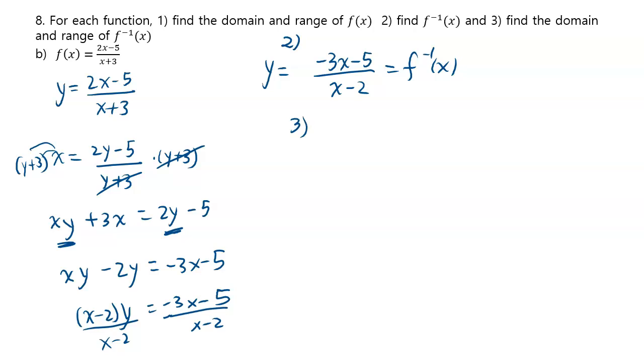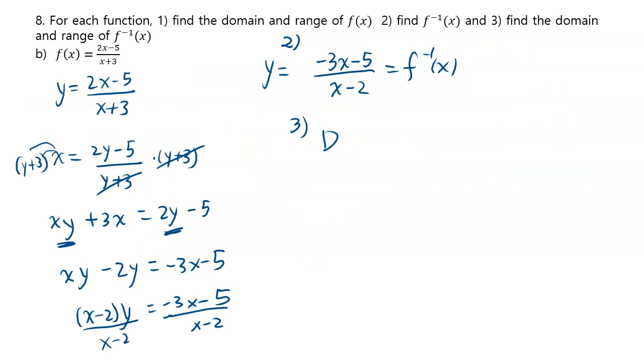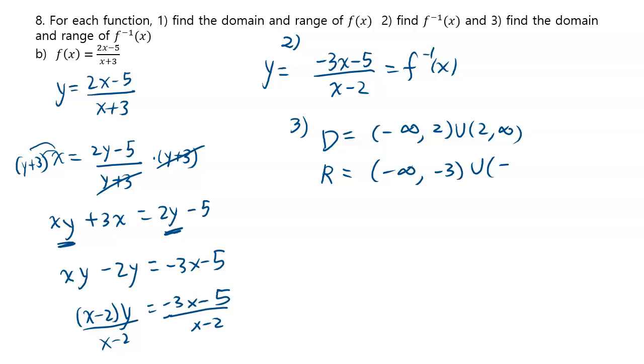And in 3, the domain and range of f inverse, just as before, the domain and range of the inverse function is the original domain and range switched. So domain was this, range was this. This is going to be our domain. This will be our range, okay? So domain will be from negative infinity up to 2, and then union 2 to infinity, and range would be negative infinity up till negative 3, union negative 3 up till infinity.